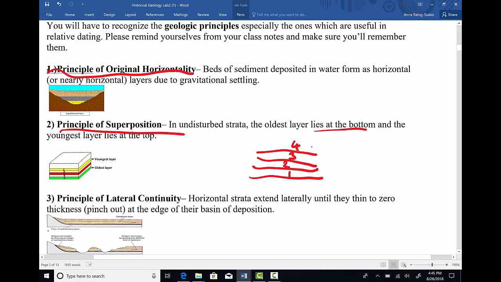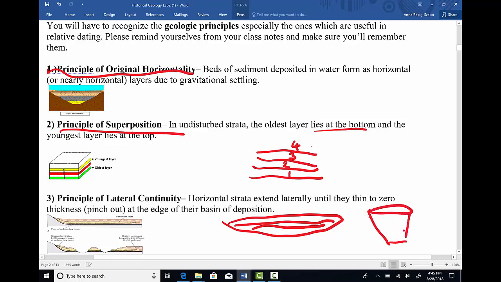And then lateral continuity: if you have a sedimentary basin, each layer always fills up the basin completely. Like when you have a bucket and you pour sand in it, the sand always fills up the bucket. So it's the same situation. If later you see any kind of river erosion or something that happened after the sedimentation, you have to know that lateral continuity means the whole sedimentary basin was filled up originally.